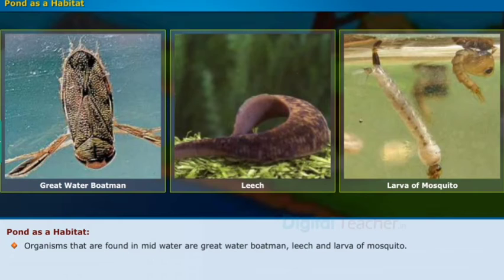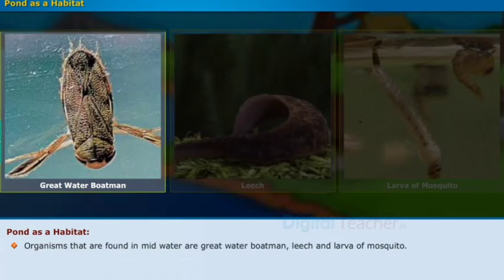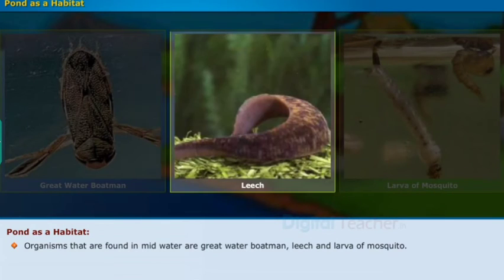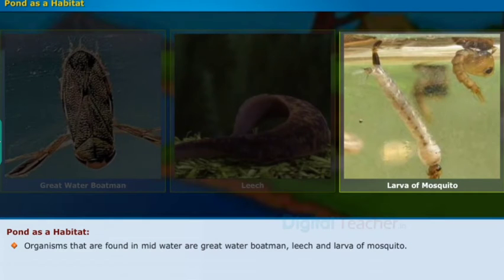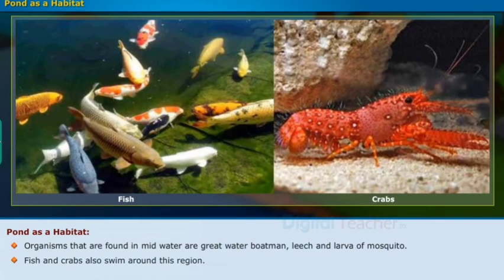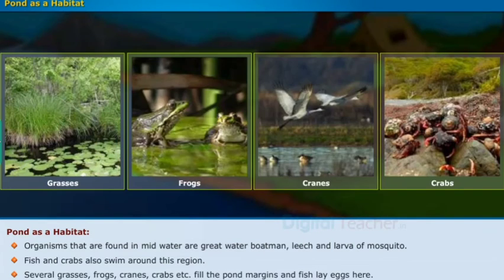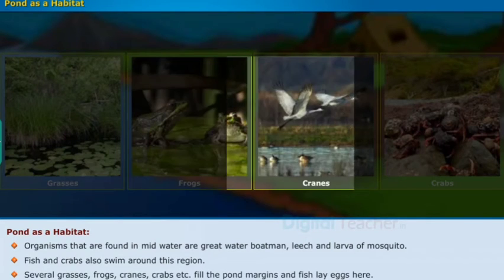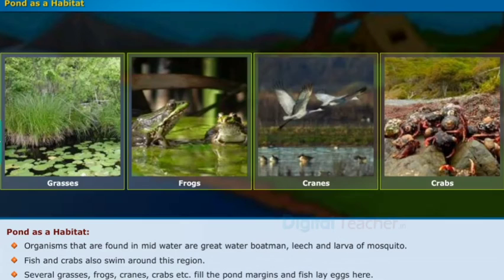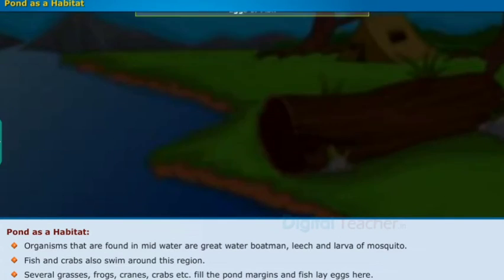Organisms that are found in mid-water are great water boatmen, leech, and larvae of mosquito. Fish and crabs also swim around this region. Several grasses, frogs, cranes, crabs, etc. fill the pond margins and fish lay eggs here.